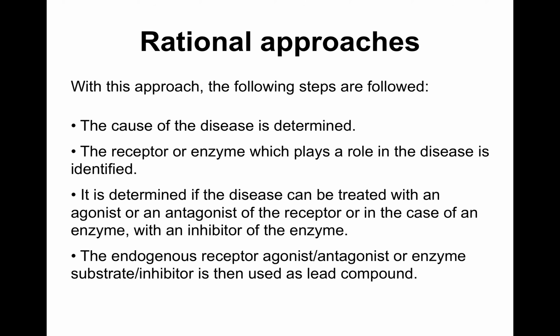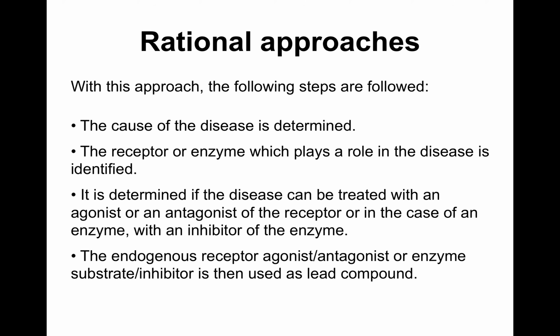So rational approaches. Now, rational approaches is the main approach used by smaller laboratories, smaller drug design and discovery companies, and rational approaches follow the following steps. You need to identify the cause of the disease. First of all, you know what the disease is, you know what the cause of the disease is, and then you also identify the receptors and enzymes which play a role in the disease identified. So it is determined if the disease can be treated with an agonist or antagonist of the receptor, or, in the case of an enzyme, with an inhibitor of the enzyme.